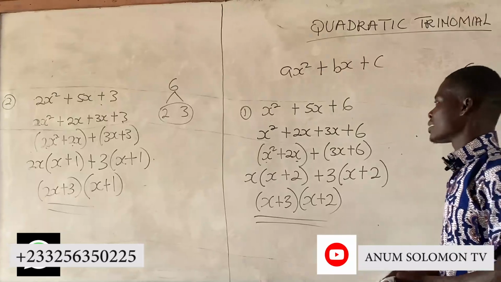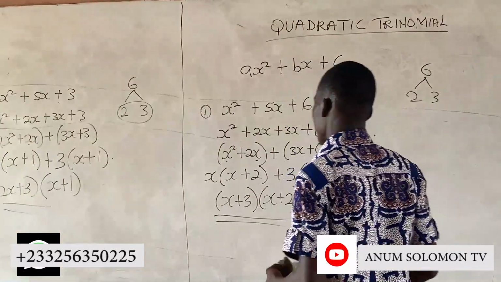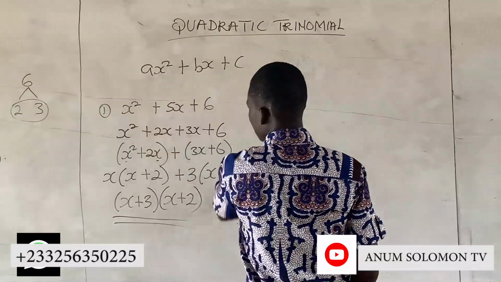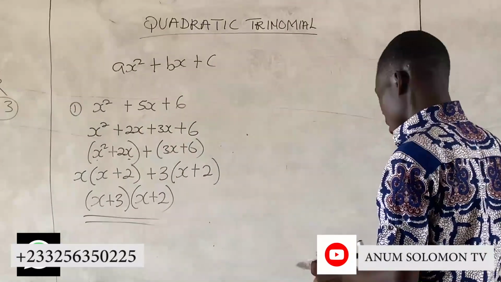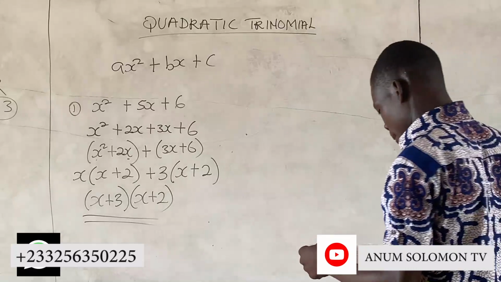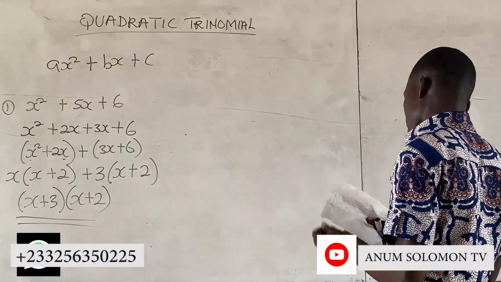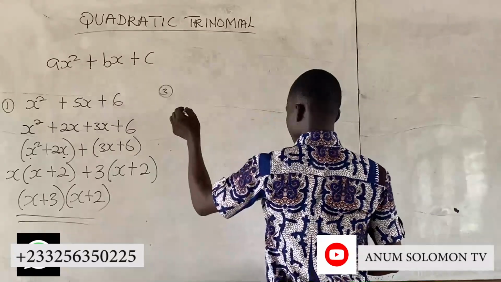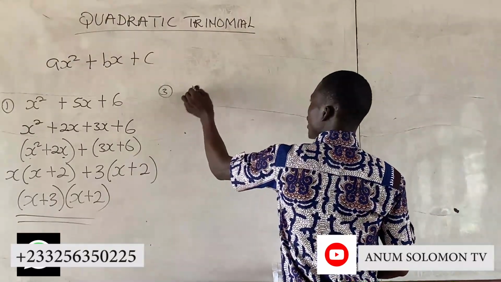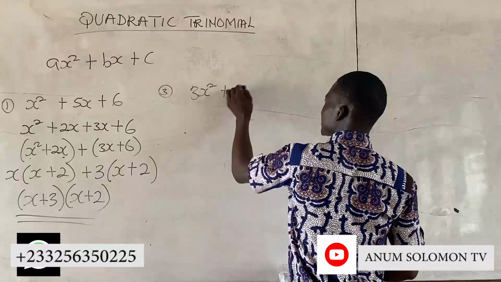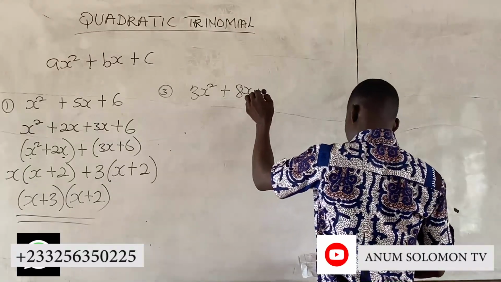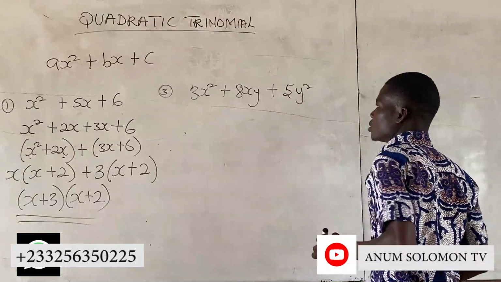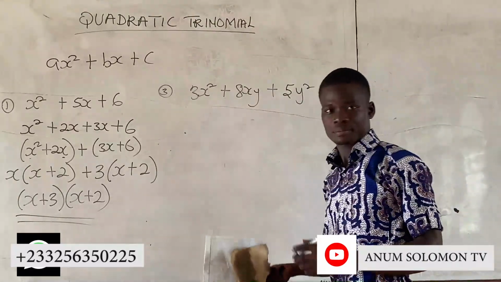So this is how to factorize a quadratic trinomial. Now let's look at example number 3. Suppose we have 3x squared plus 8xy plus 5y squared. We have to factorize this expression.